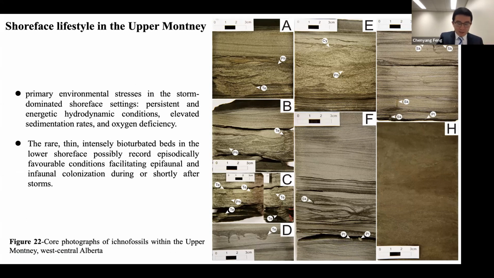For the thin Phycosiphon-dominated intensely bioturbated beds in the lower shoreface, lithofacies 1 and lithofacies 2, this corresponds to figure photos A, B, C, and E. Those are thin beds, but with high bioturbation. These beds may record episodically favorable conditions contributing to organism colonization during or shortly after storms.